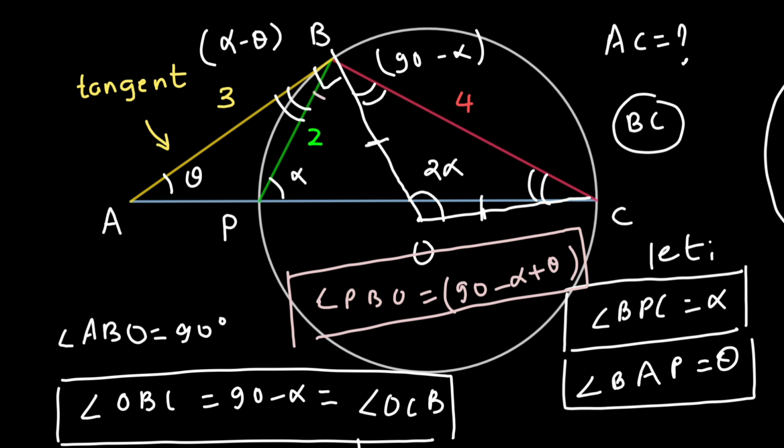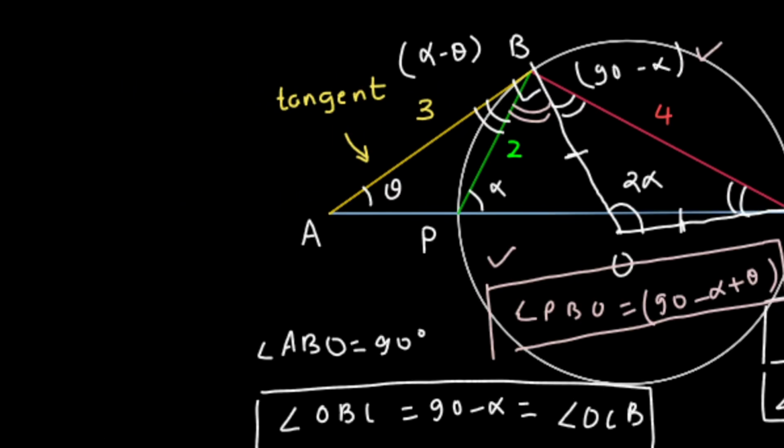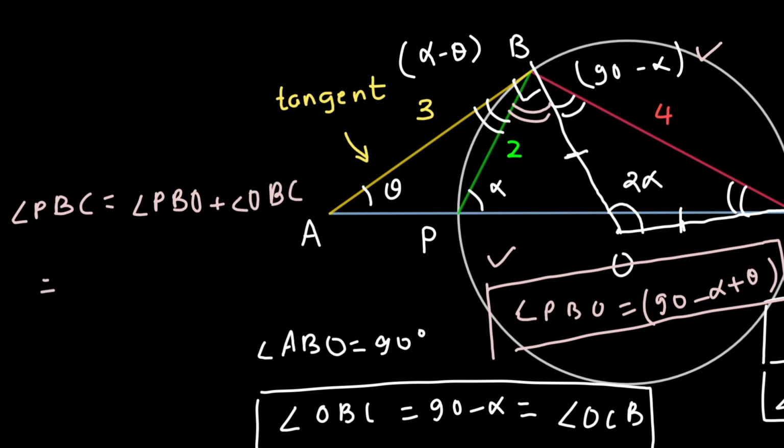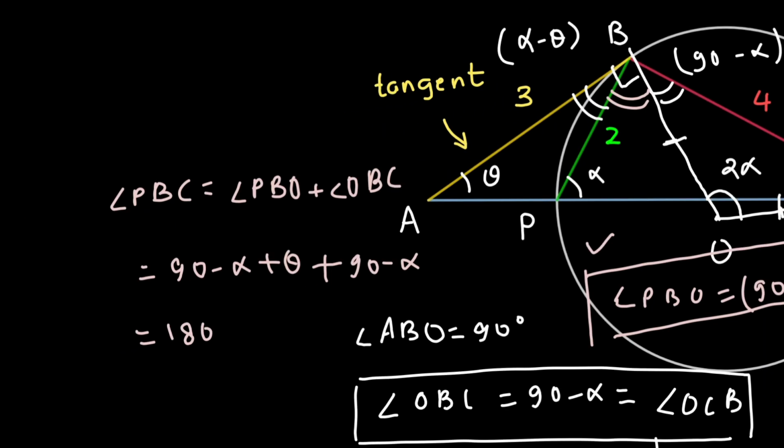Now we can see that the value of the angle PBO we have just got over here. The value of the angle OBC we have previously got, and it was 90 minus alpha. So it's simple algebra that the value of the complete angle PBC can be written as the addition of two angles, that is the angle PBO plus the angle OBC. Now the value of the angle PBO is 90 minus alpha plus theta, and the value of the angle OBC is 90 minus alpha. So plus 90 minus alpha, and this will simplify and give me 180 degrees minus 2 times (alpha minus theta), and this is the value of the angle PBC, that is the complete angle over there.